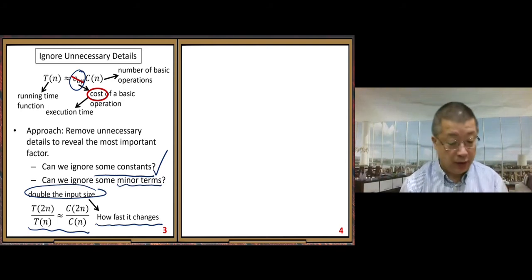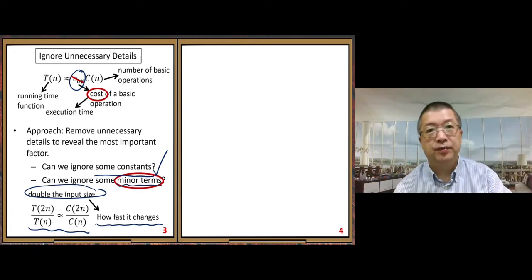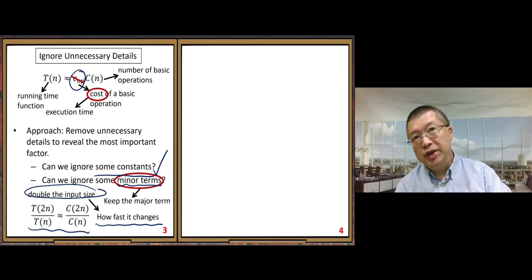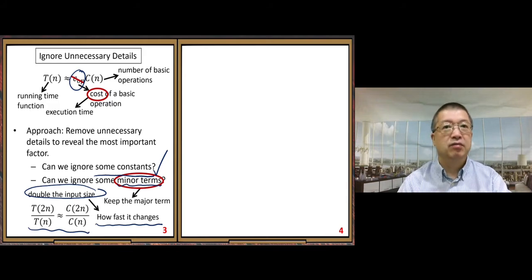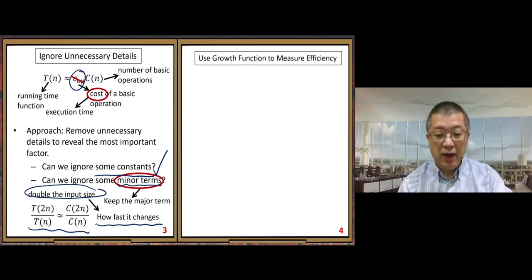Next, we want to understand these minor terms. We want to keep the major terms and ignore the minor terms. But what do we mean by major terms and minor terms? Here, let me use a simple example. We can see that easily.